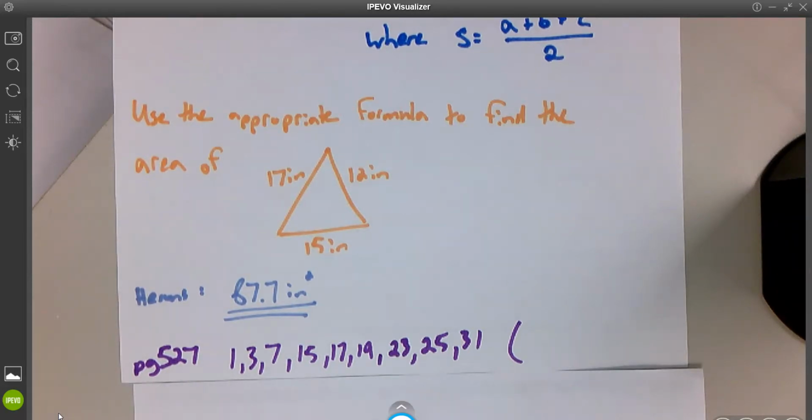Here's our stamp, page 527. This is stamp number 3 in this process. We have the power reducers and double angle formulas. We have the law of sines. And then now we have the law of cosines.